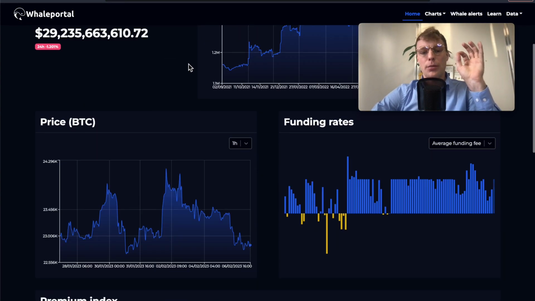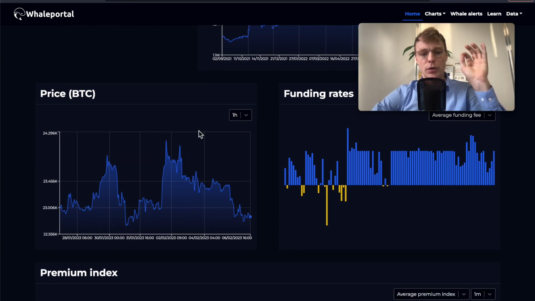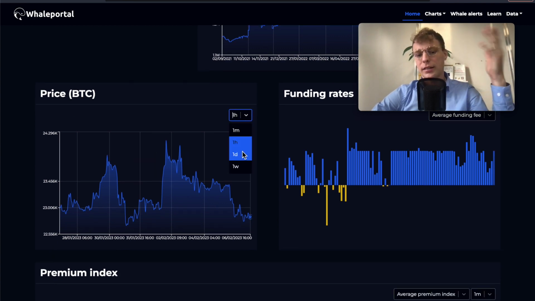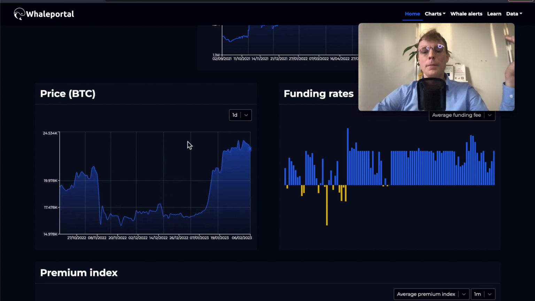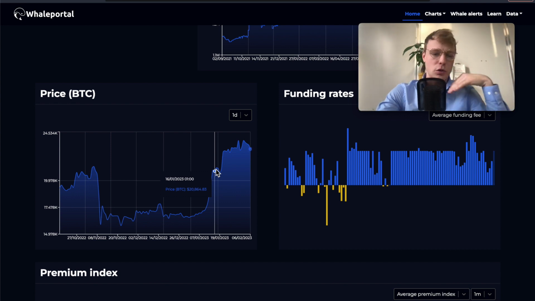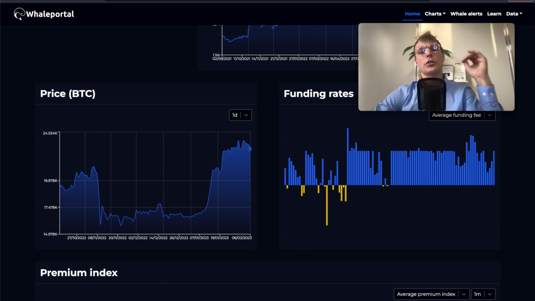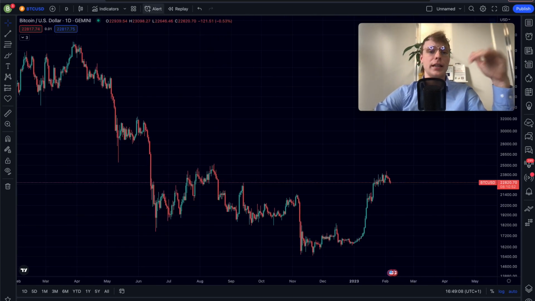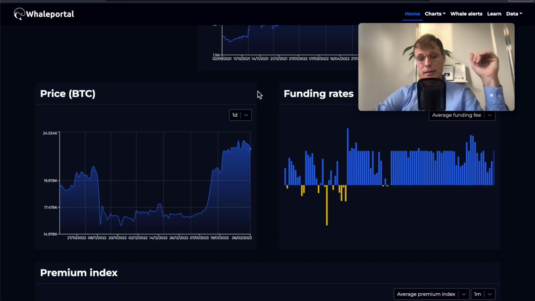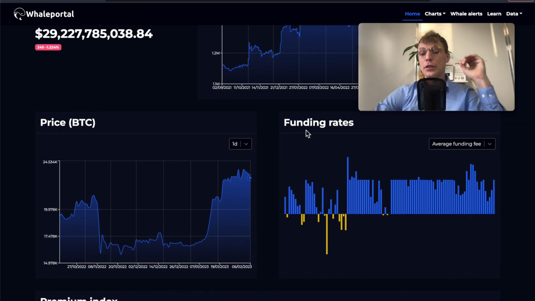Then when we scroll down right here, guys, we have the price. You can change the price right here to a daily time frame. You can have a look at the 1 minute time frame as well. This is just to have a general view of what the price is doing. Is the price going up or down? But of course, it's always good to have another tab open with TradingView to basically analyze the price a little bit better. Then we have the funding rates, guys.